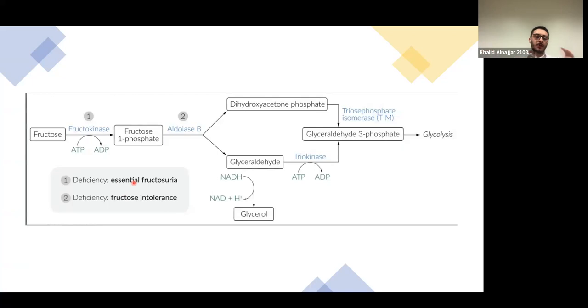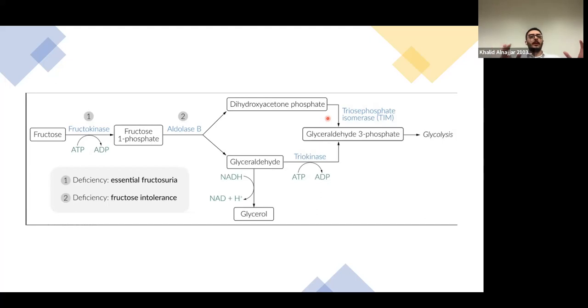Before going into the details, I just want to explain on this figure. So I want you to imagine with me, just think with me. Let's say you don't have fructokinase. What will happen? Fructose will stay outside. Fructose will not be activated to start to go into the process and be metabolized. So it will be outside the cell. What will happen?